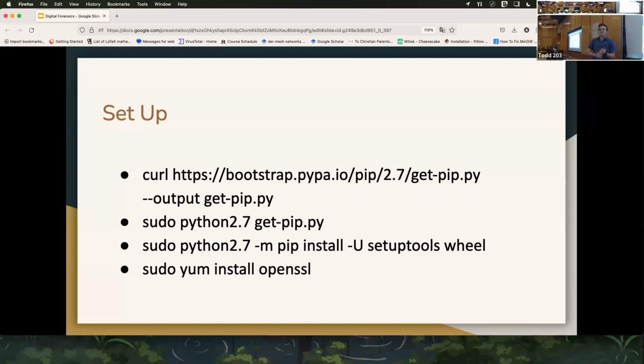You fill this line out. Okay, curl in terminal. You're going to type curl, then the HTTPS link to get-pip.py, then --output get-pip.py. All of that is one line. All of this is one line.